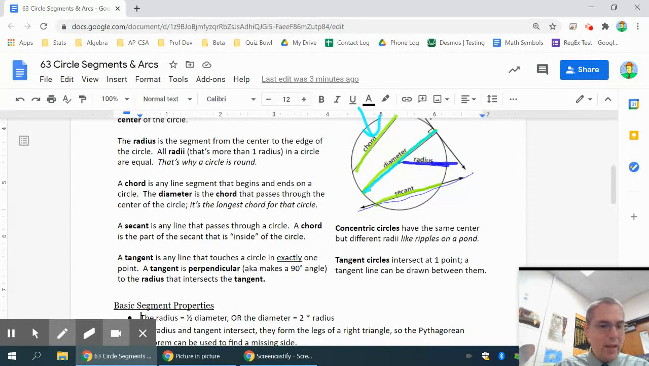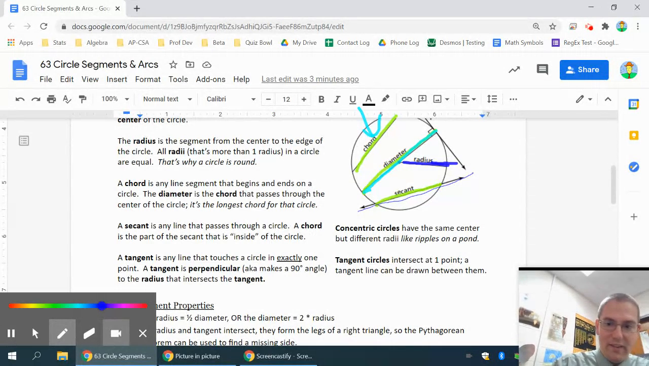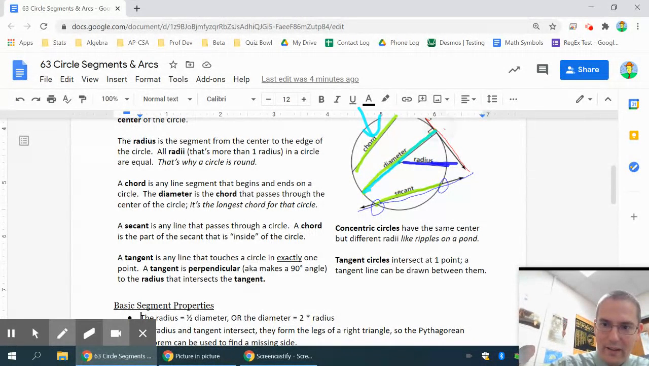The next one is a tangent line, and you can see as a secant line intersects the circle twice, once there and once there. A tangent line only touches it once. So the tangent line is the line here. It touches the circle exactly at one point.